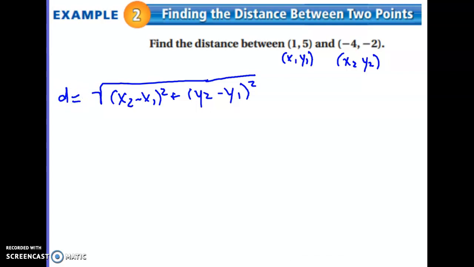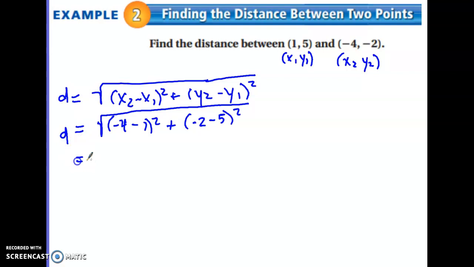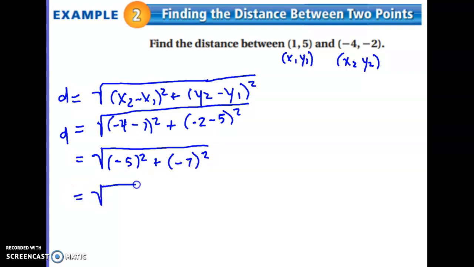So next I'm going to go ahead and substitute my values in the formula. So we have our -4 here minus 1 squared plus -2 minus 5 squared. Don't forget to bring the radical down. Okay, then we simplify everything. So parentheses first, right? This is going to be -5 squared plus -7 squared. And we keep going. The square root of, so negative 5 squared is 25. Negative 7 squared is 49.